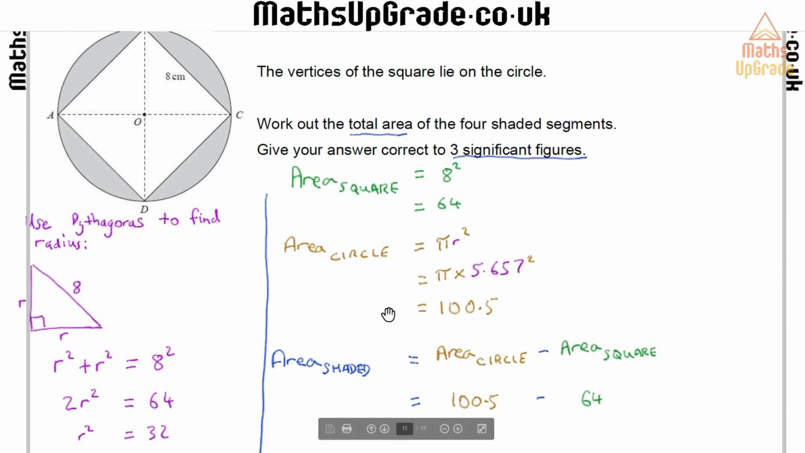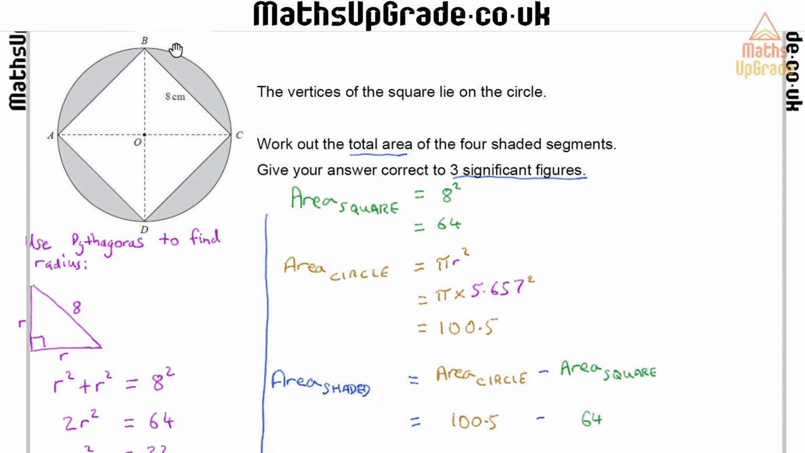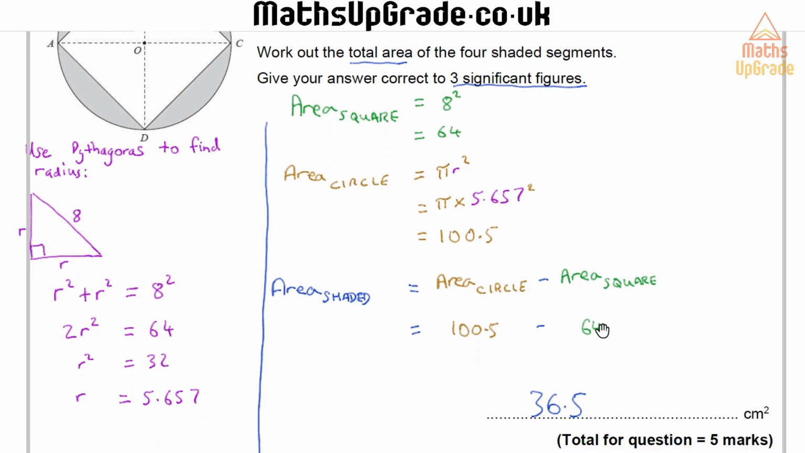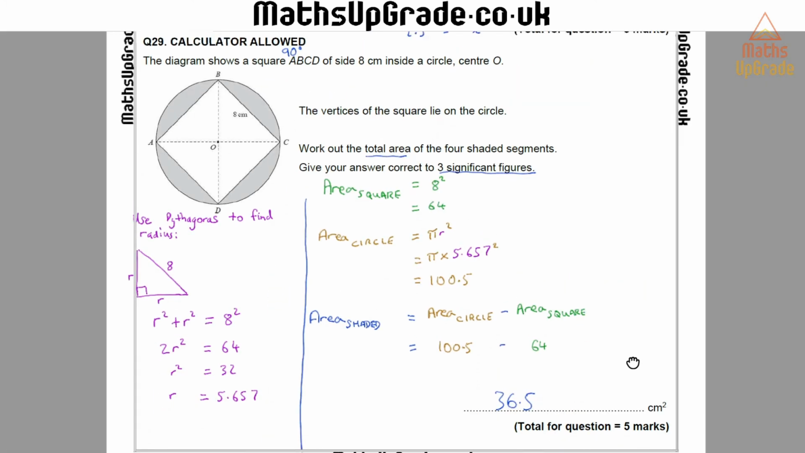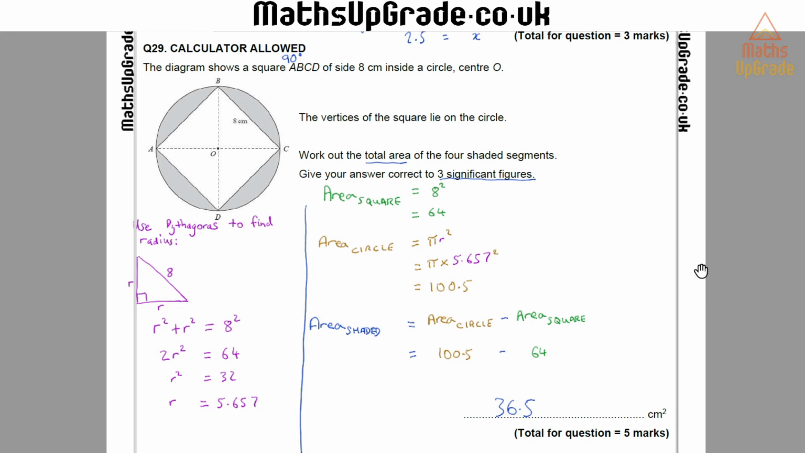Finally, to find the area of the shaded sections here, I can use the area of the circle and cut out the square. So the area of the circle, subtract the area of the square, 100.5 subtract 64, which would be 36.5 to 3 significant figures. So that whole question there is worth 5 marks.